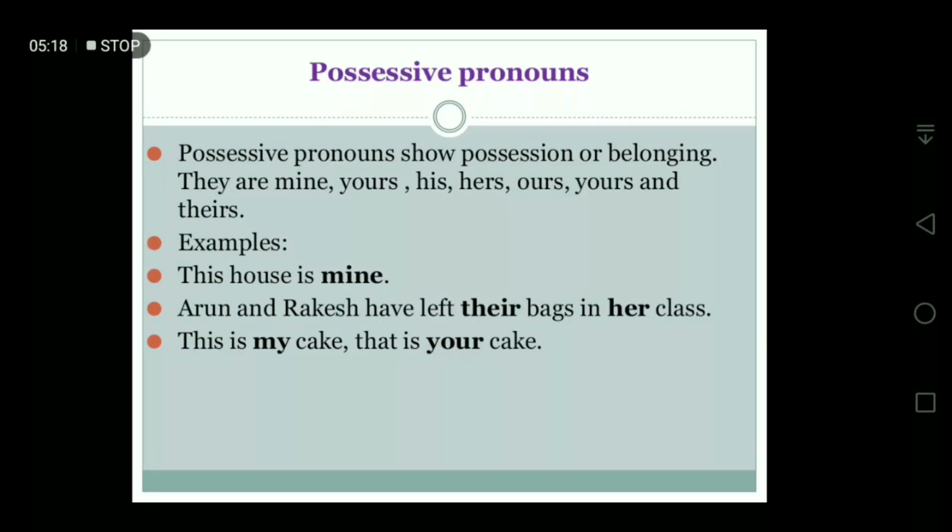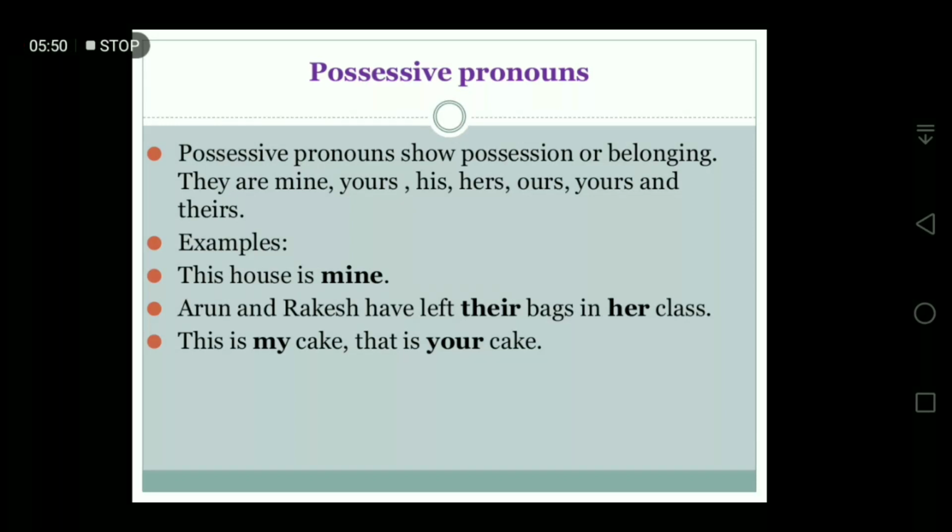Possessive pronouns show possession or belonging. They are mine, yours, his, hers, ours, yours, and theirs. Look at the examples. This house is mine. That word mine gives you the information about whom the house belongs to. This house belongs to me, so that's why it is mine.